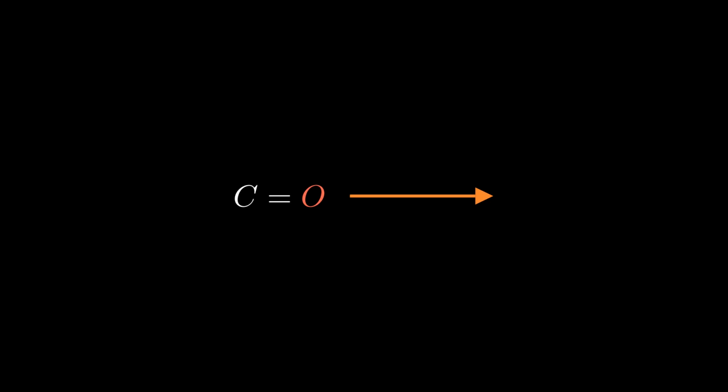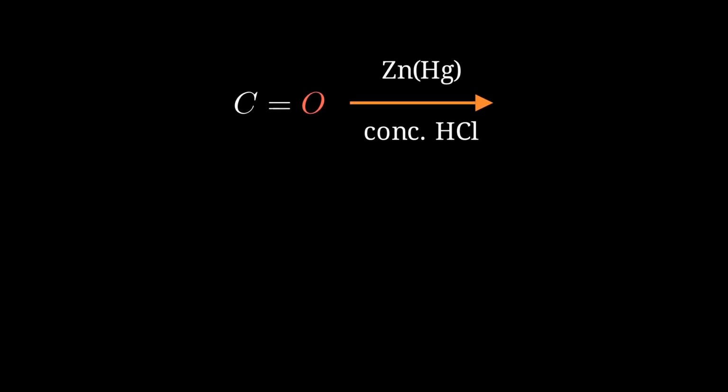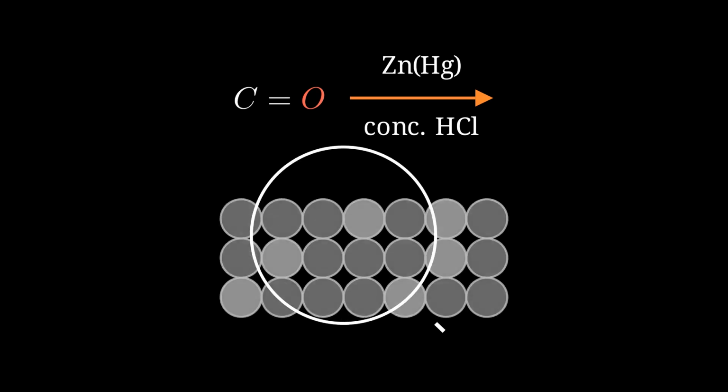Specifically, we use a reagent called zinc amalgam, which is just zinc dissolved in mercury, saturated with concentrated hydrochloric acid. Now, why this specific combination? Let's visualize what's happening at the surface of the metal.